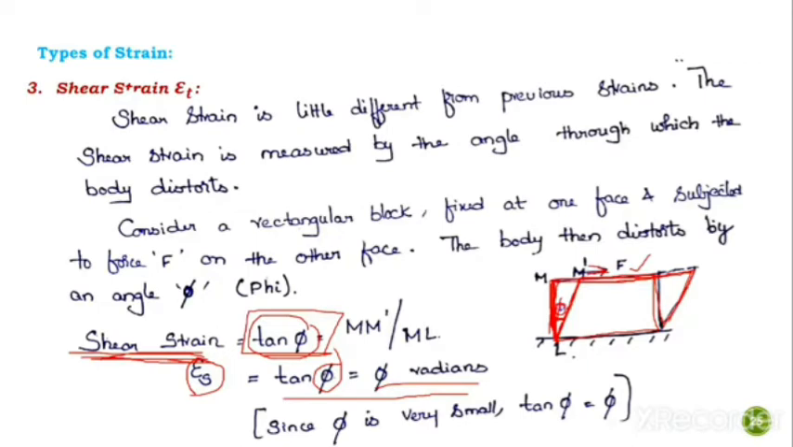Of course, you can verify this statement by calculating it yourself on the calculator. Suppose you take phi as 5 degrees. Calculate the value of tan 5 degrees, and now convert the 5 degrees into radians. Now compare the phi value in radians and the tan phi value. It is almost the same, very near. So shear strain is nothing but tan phi, and you can approximate that to phi in radians.